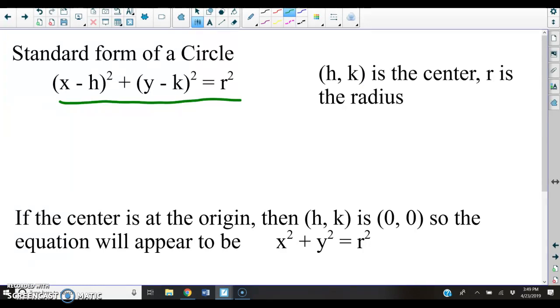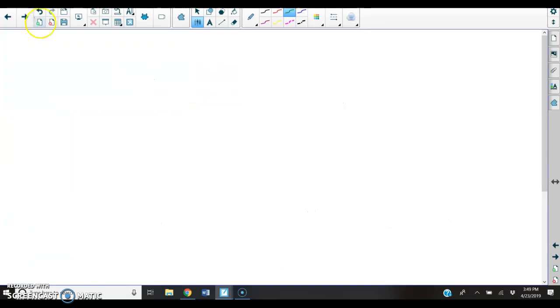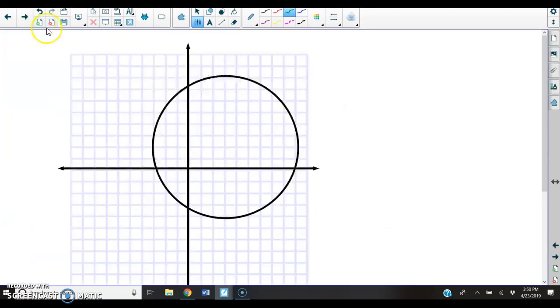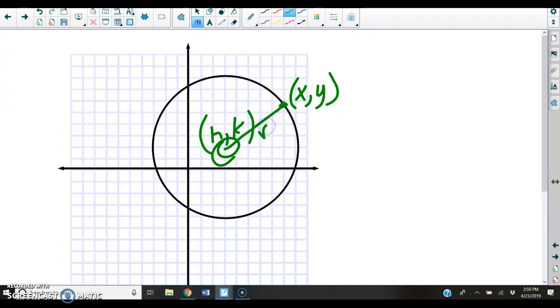I'm going to add a page. Oh, by the way, note this one. You're working in this lesson with the center at 0, 0. So that's why we can go to that equation. All right, so now we have a circle with center here somewhere. We're going to call it (h, k). And on this circle, we have a point (x, y) that is the distance r from the center.